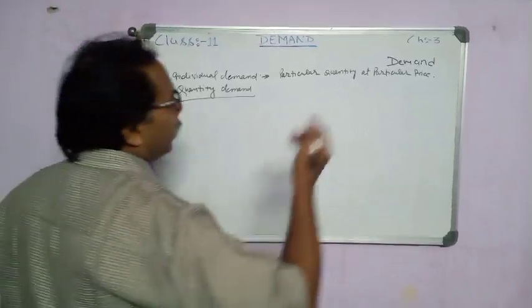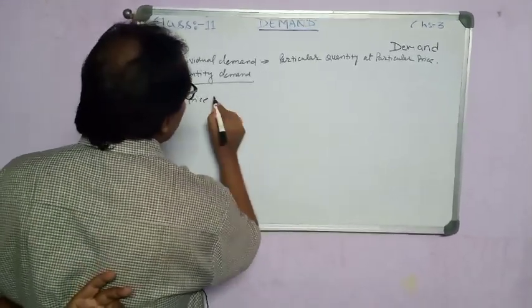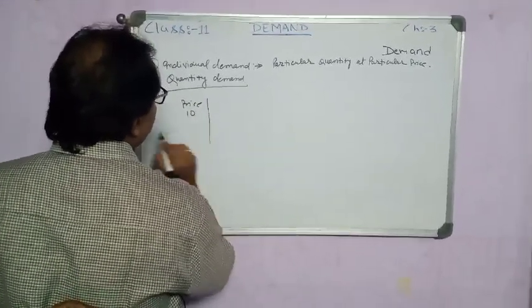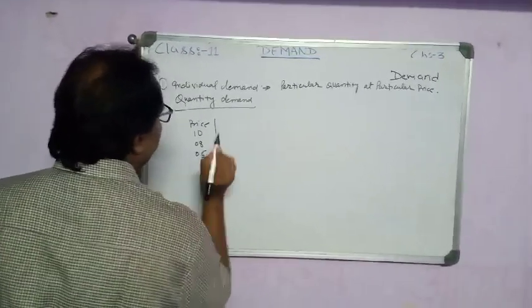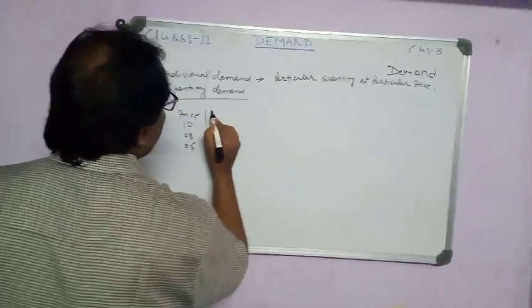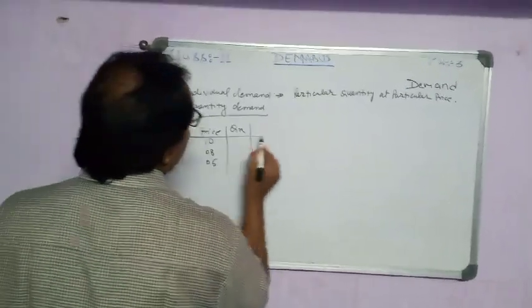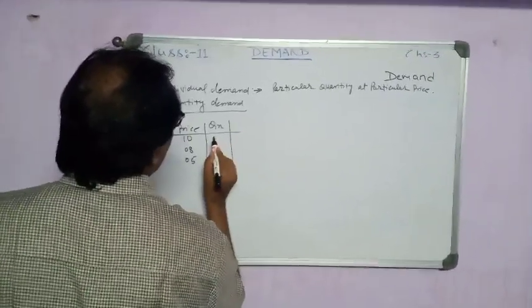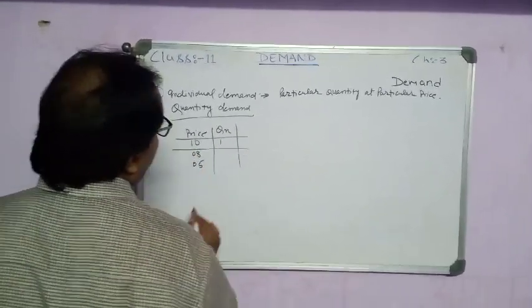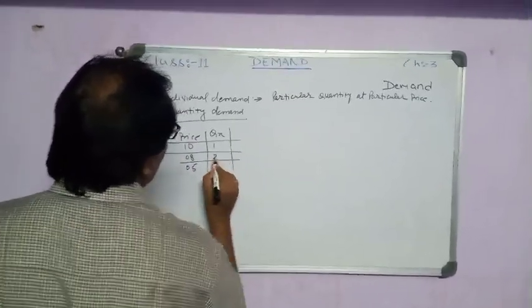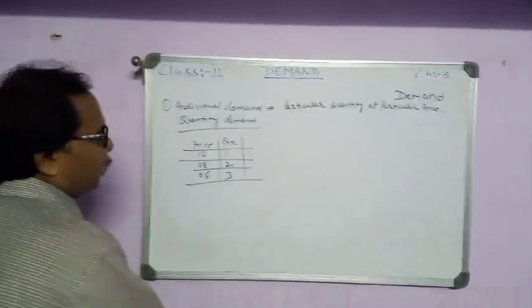It can be explained with the help of the following schedule. Suppose that is the price given: 10, 8, 5 and so on, and here the quantity of x commodity for a particular person. So when the price is rupees 10, he is ready to buy only 1 unit. And when the price falls from 10 to 8, he is ready to buy 2 units. And when the price is rupees 5, he is ready to buy 3 units.